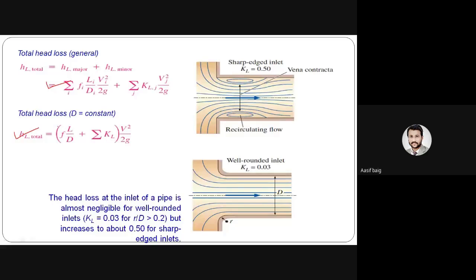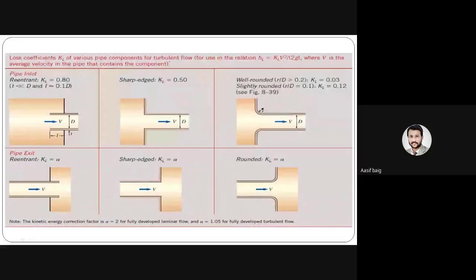And the final equation we have found is f, that is the friction factor, f into L by D plus sum of KL, into V square divided by 2g. The head loss at the inlet of a pipe is almost negligible for a well-rounded inlet, but increases to about 0.5 for a sharp-edged inlet. So these are the various conditions where the minor losses occur, and according to which the various loss coefficients are given. So you can take the screenshot of this.